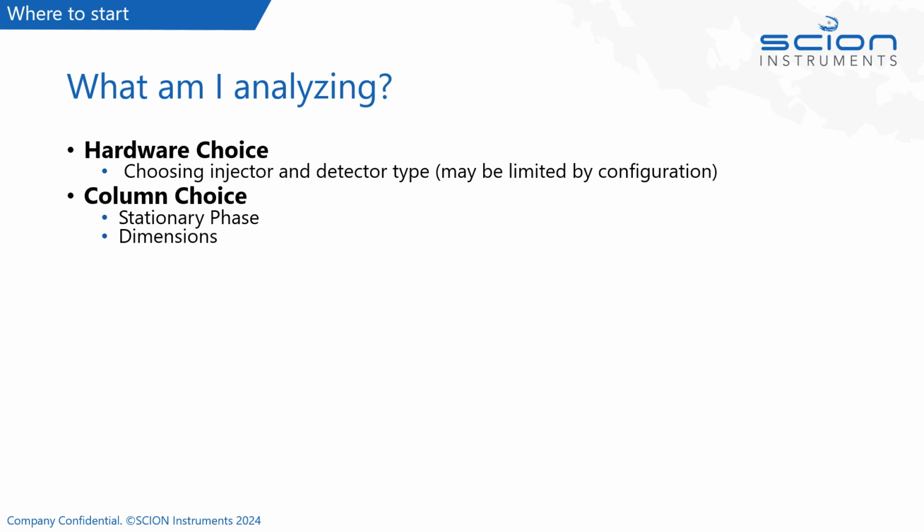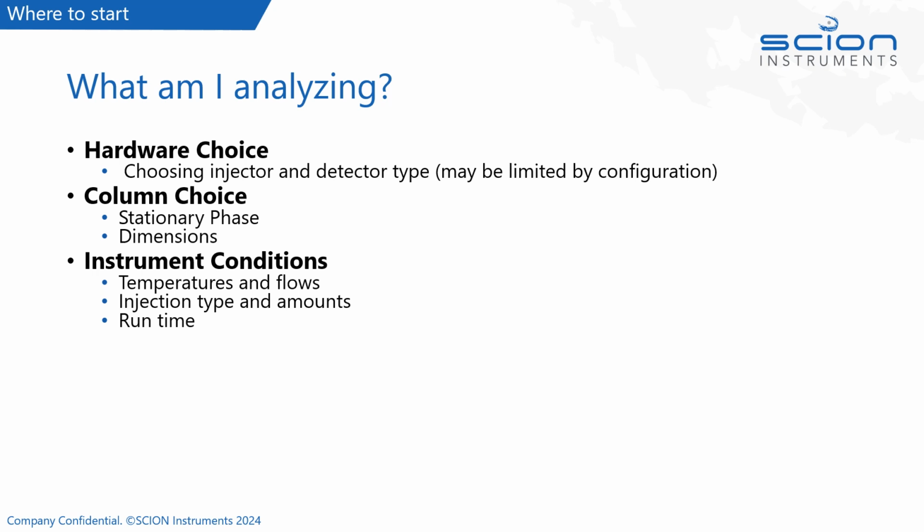The next thing we should consider is the column choice. So really important is the stationary phase. So this needs to be suitable for the compounds that we're looking at. So for example, if it's a non-polar target analyte, then we should be looking at a 1 or a 5 phase column. If it's more polar, then perhaps a 624 or a wax column. Once we've settled on the phase, we can look at the dimensions. So the length of the column, the diameter of the column, and the film thickness can all play a big part in the analysis.